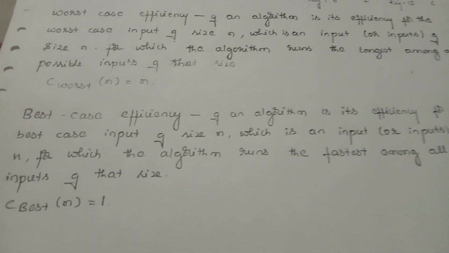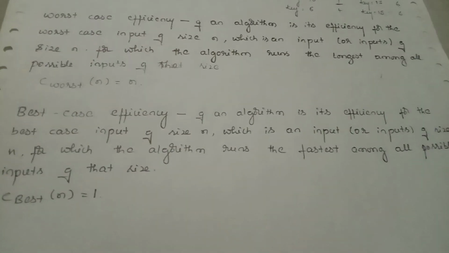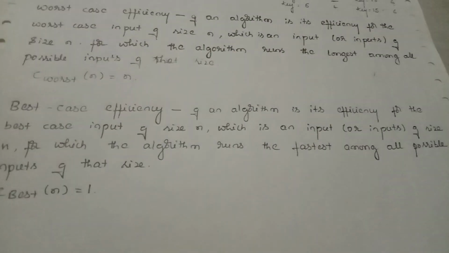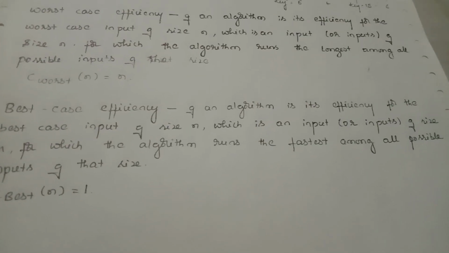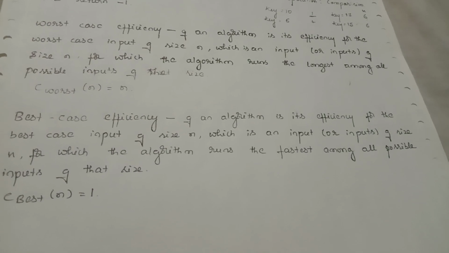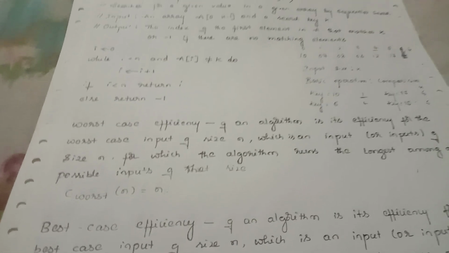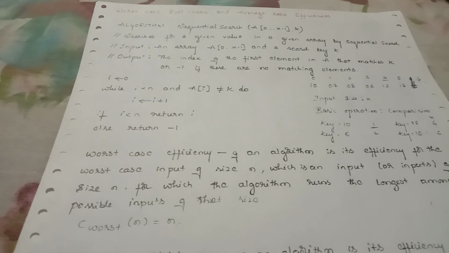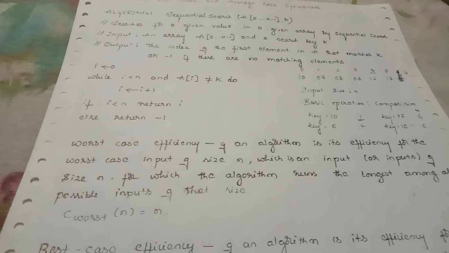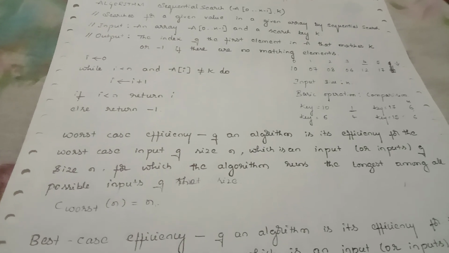So if there are 6 elements, then 6 is the number of times we are going to make the comparison. Then comes the best case efficiency of an algorithm, which is its efficiency for the best case input of size n, which is an input or inputs of size n for which the algorithm runs the fastest among all possible inputs of that size. That is, C best of n is equal to 1 if the given element is present at the first position. So based on the algorithm and the input we give, the efficiency of the algorithm also differs. This is how we measure the analysis of an algorithm.